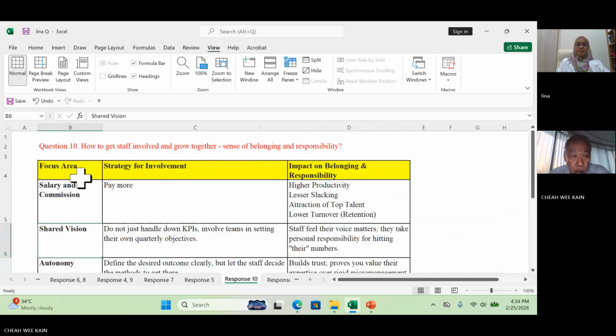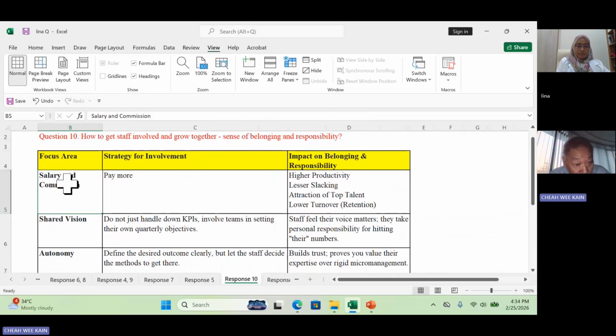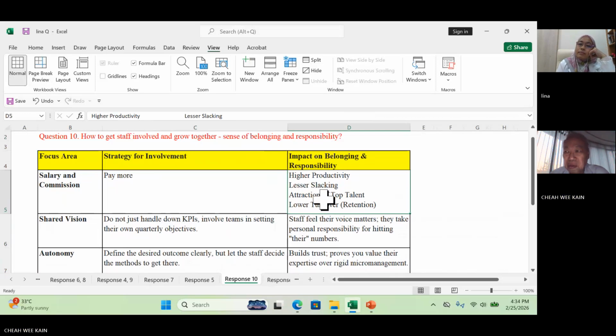Therefore, how to get staff involved and grow together, with a sense of belonging and responsibility. Salary, the first one, always the same. Pay more. Impact: higher productivity, less slacking. You know what slacking is? Slacking is, for example, in skincare, instead of saying this product is good for 5 things, they only say good for 3 things. And then sometimes they talk very little to the customer. Or sometimes they will say, hey, you talk to this customer, I'm busy now, that is slacking.